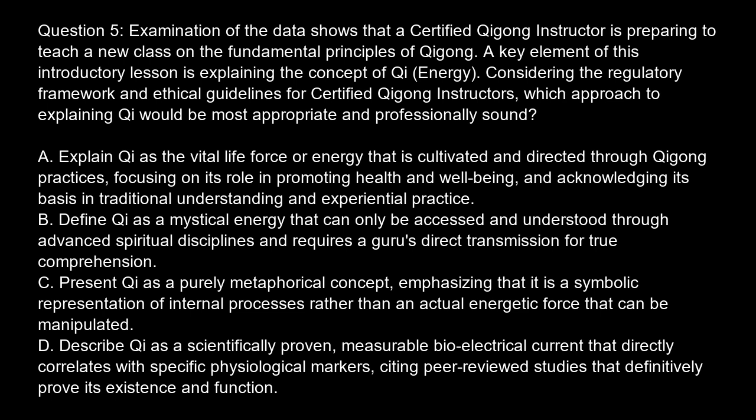Option A. Explain Qi as the vital life force or energy that is cultivated and directed through Qigong practices, focusing on its role in promoting health and well-being, and acknowledging its basis in traditional understanding and experiential practice. Option B. Define Qi as a mystical energy that can only be accessed and understood through advanced spiritual disciplines and requires a guru's direct transmission for true comprehension. Option C. Present Qi as a purely metaphorical concept, emphasizing that it is a symbolic representation of internal processes rather than an actual energetic force that can be manipulated. Option D. Describe Qi as a scientifically proven, measurable bioelectrical current that directly correlates with specific physiological markers, citing peer-reviewed studies that definitively prove its existence and function.